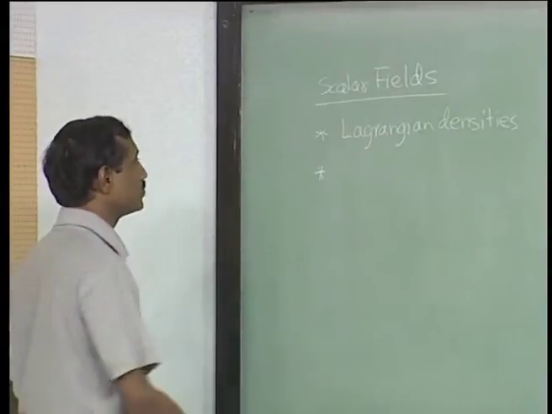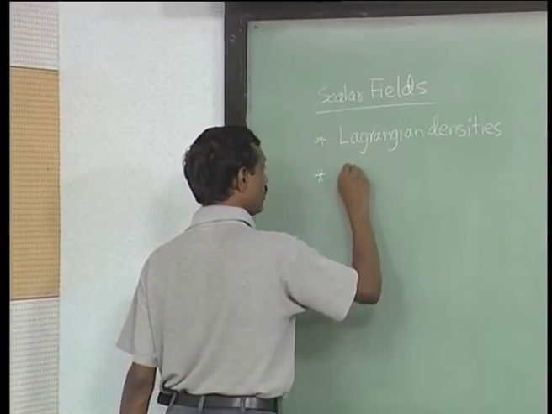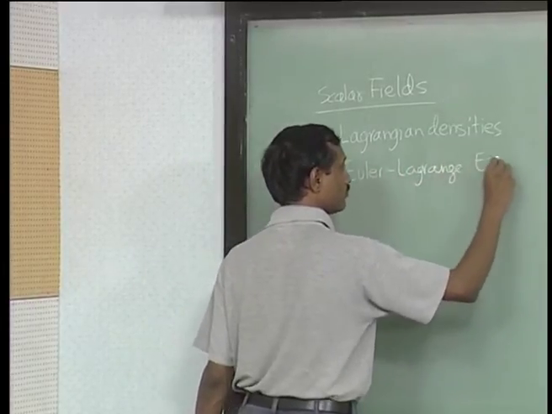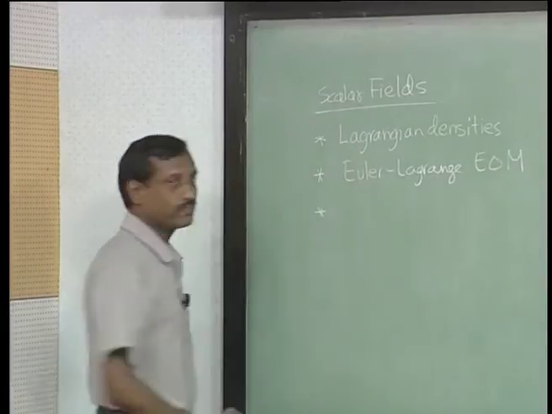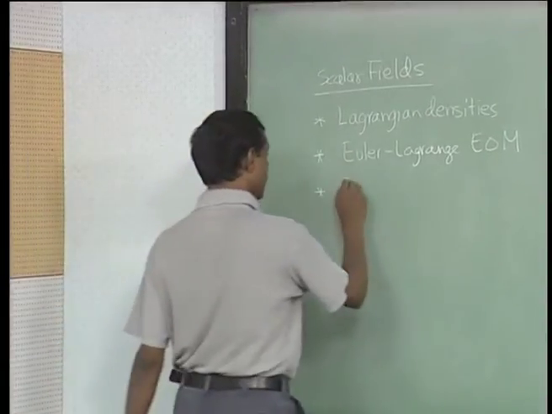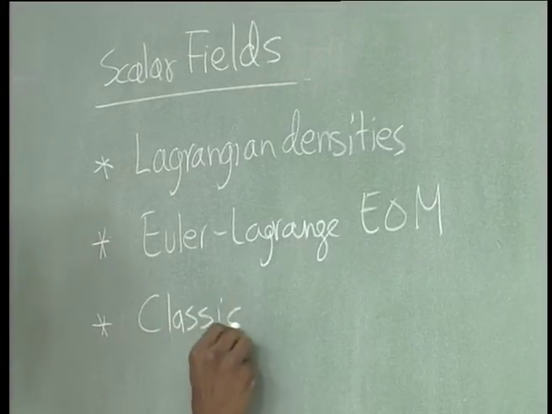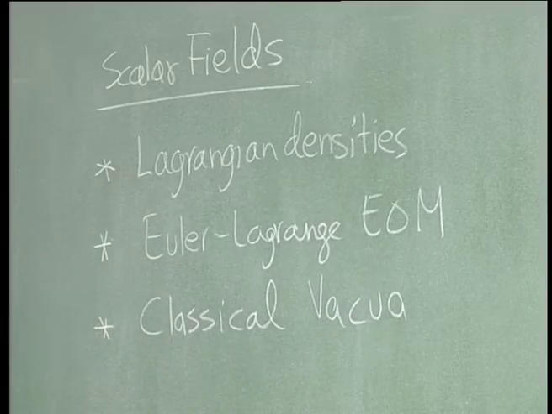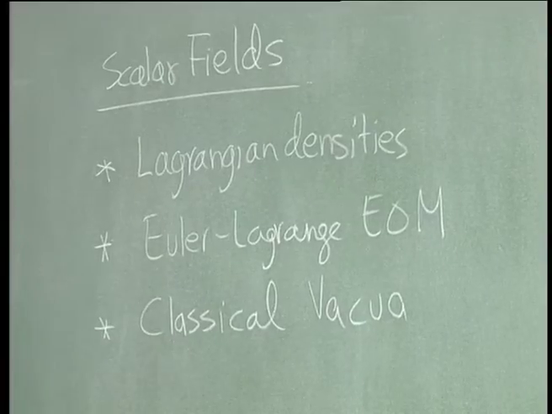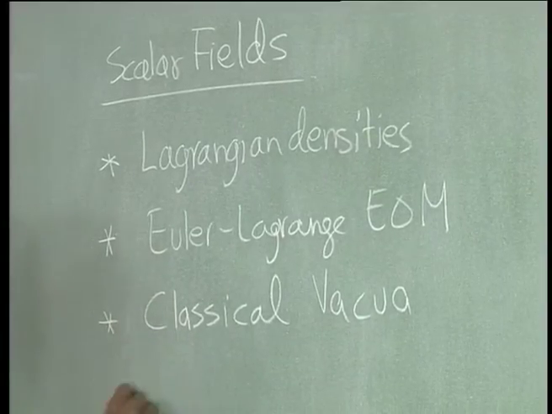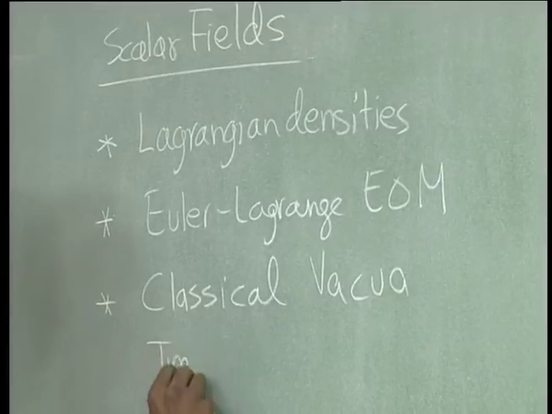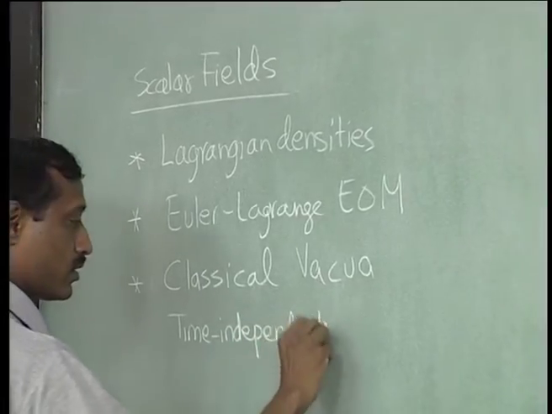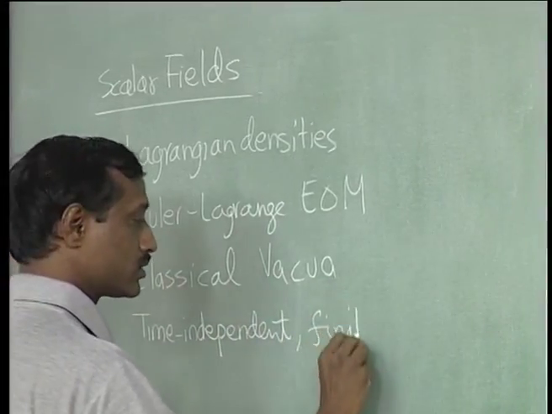And then we learned, given a Lagrangian density, to work out the Euler-Lagrange equation of motion. And then we also did a bit of playing around with solutions. So we looked at classical vacua, which we defined to be the lowest energy configurations, and we also looked at other solutions, like time independent, finite energy solutions.